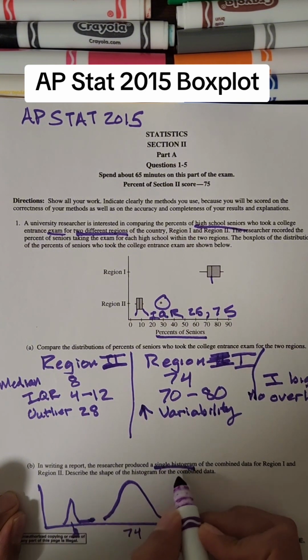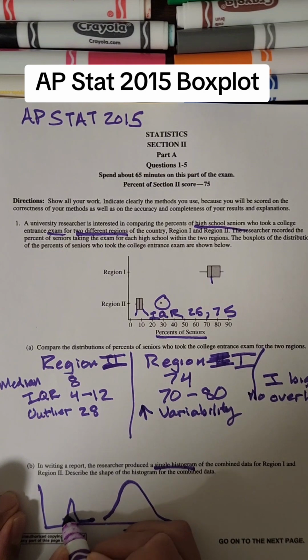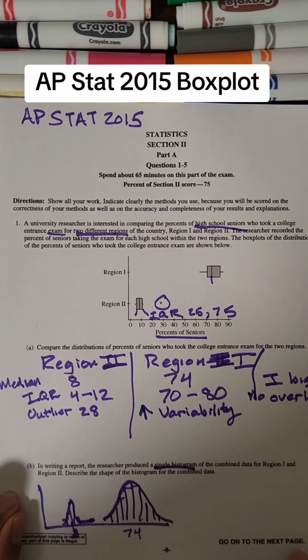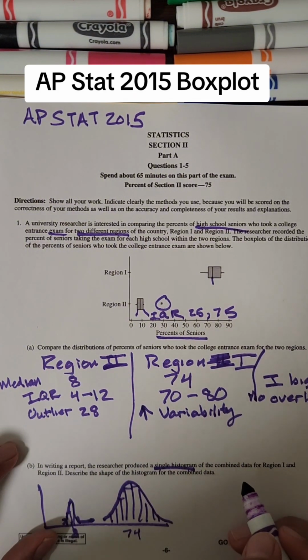So this is a histogram. I mean, the histogram is going to be a lot more discrete. It's going to kind of mess it up, but that's a rough visual, and it's asking you to describe the shape.